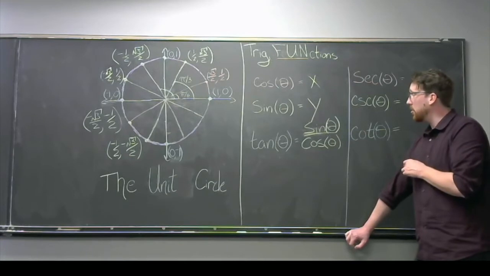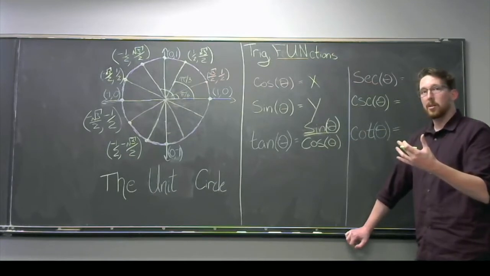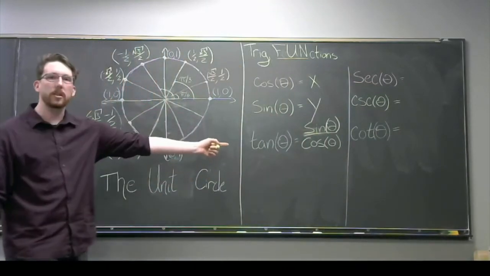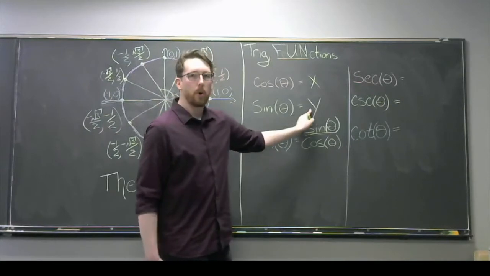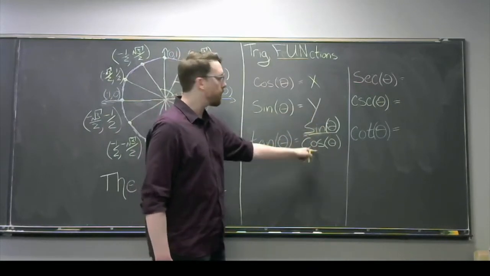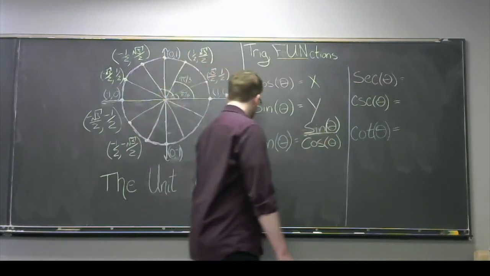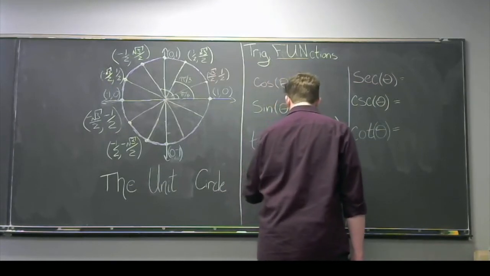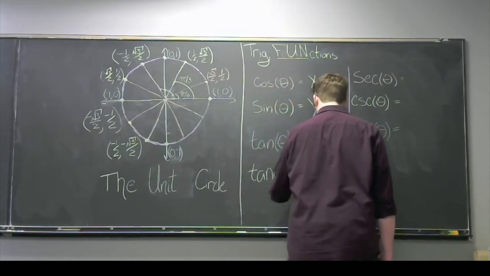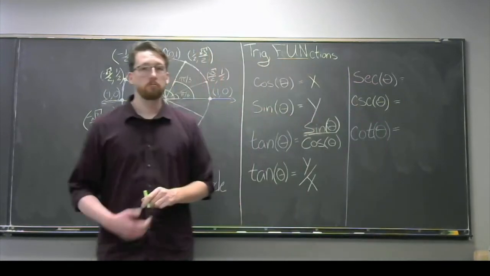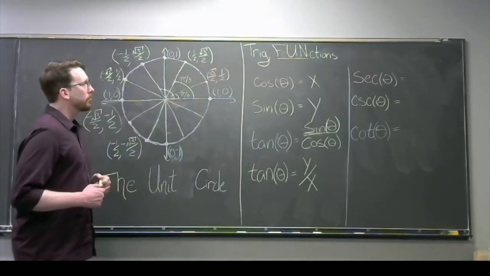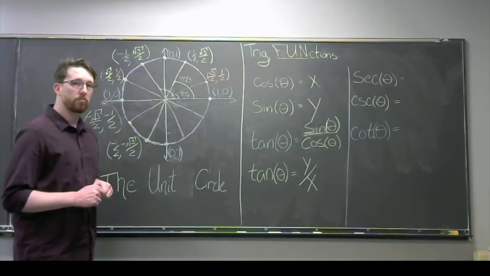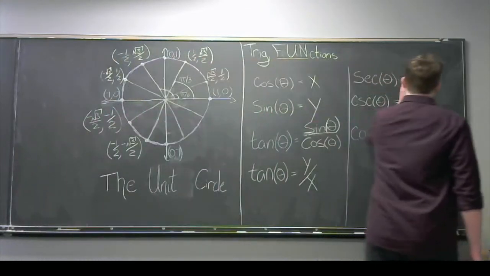So if the tangent is equal to the sine over the cosine, what does that tell us about the tangent? What's the tangent equal to? Well, we can reduce this, right? We can just substitute in y for sine and x for cosine. So let's do it. Tangent then of an angle is equal to y over x. Secant is equal to 1 over cosine.